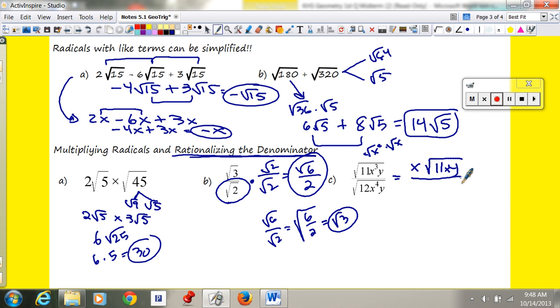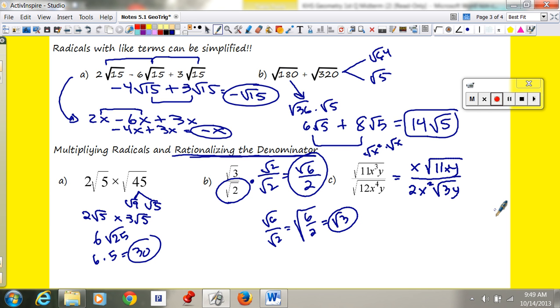On the bottom, see if you can figure out what I'm going to do here. I'm going to put a 2, an x squared, a radical 3y. How did I get that? 4 times 3, so radical 4 would be a 2, right? And then my radical 3's got to stay. Square root of x to the 4th, x squared, it comes out. And then the y has to stay inside.